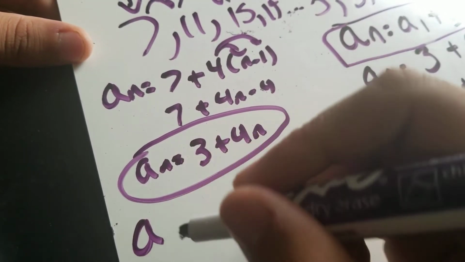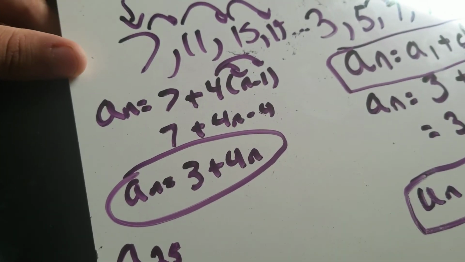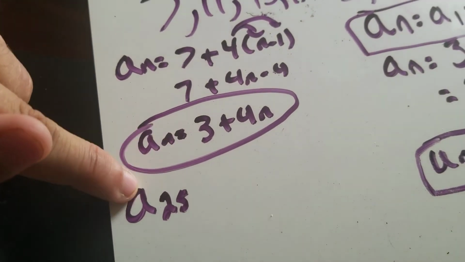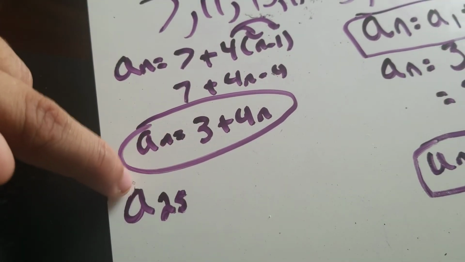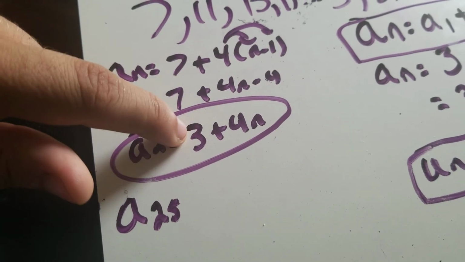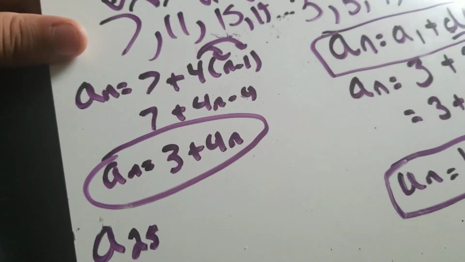Now, what if I ask you, tell me what this pattern is on the 25th step? So what does that mean? I want it at A of 25. I want it on the 25th step. So how do I do that? Well, A of n, or A of 25, is the sequence at the 25th step. We have an equation to figure that out. We're just going to plug in 25 here.